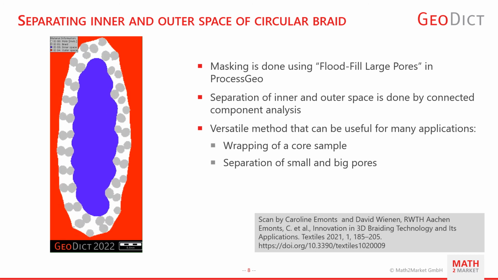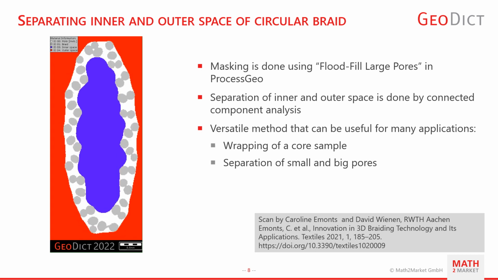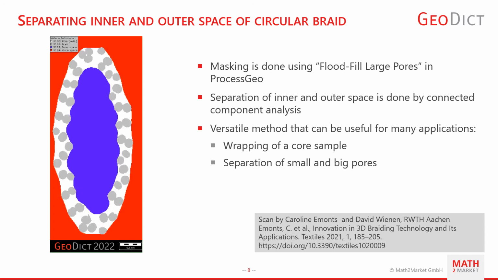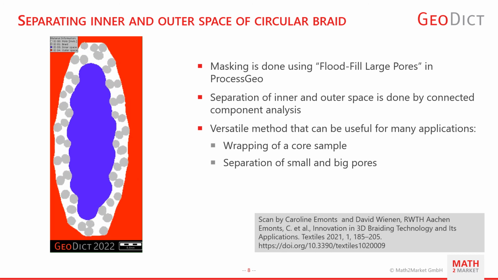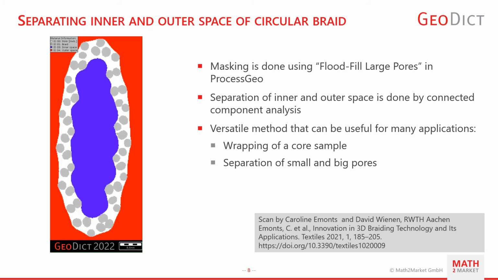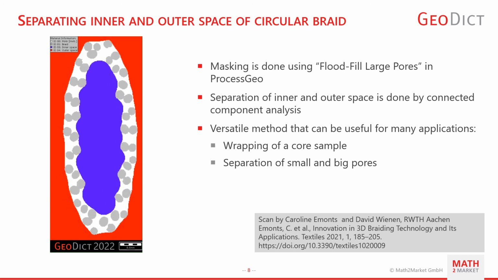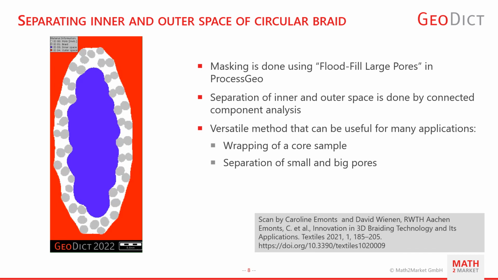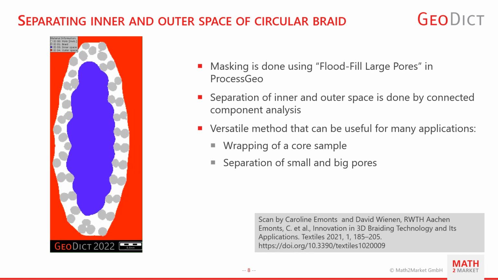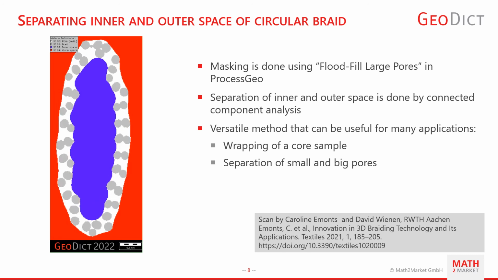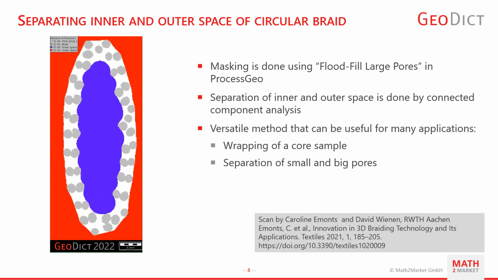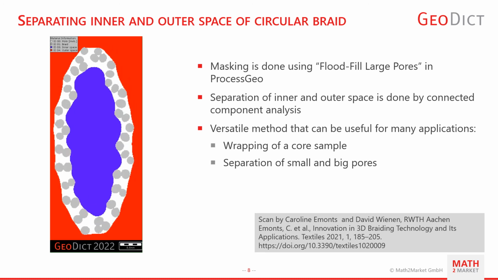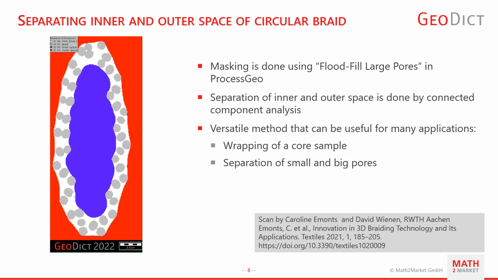The method we are using is very versatile and can be applied to different kinds of samples. So one typical case for that would be the wrapping of a round core sample to tighten up the pores and not make the flow go around the actual core sample. But it can also be used, for example, to separate small and large pores if you have multiple grains or something like this. Yeah, and it is very useful in many cases, as you can see here.